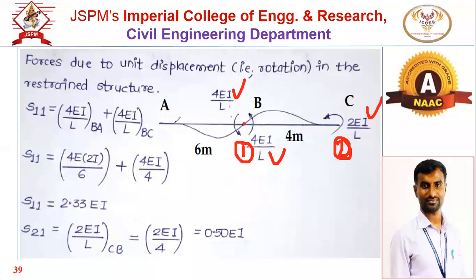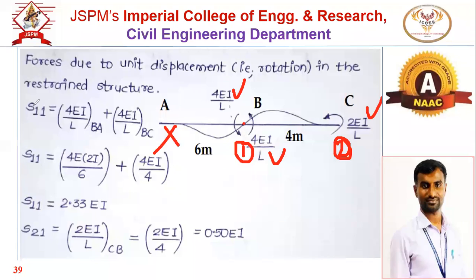So there is no node and no number there. In short, at a point which has no number, there is no need to take any movement. This is the fixed support, so no degree of freedom, so there is no node, so no need to consider. Okay. So what is S11 here?